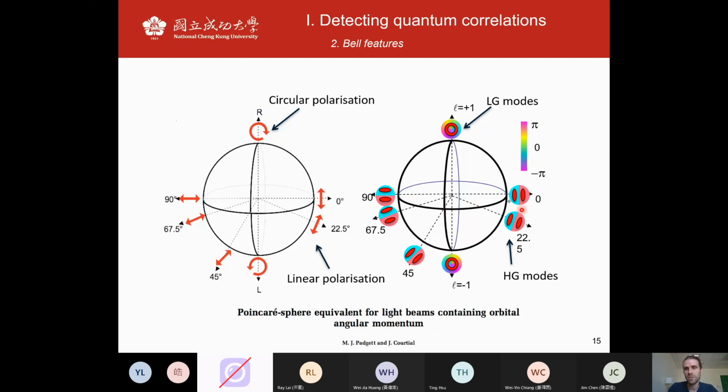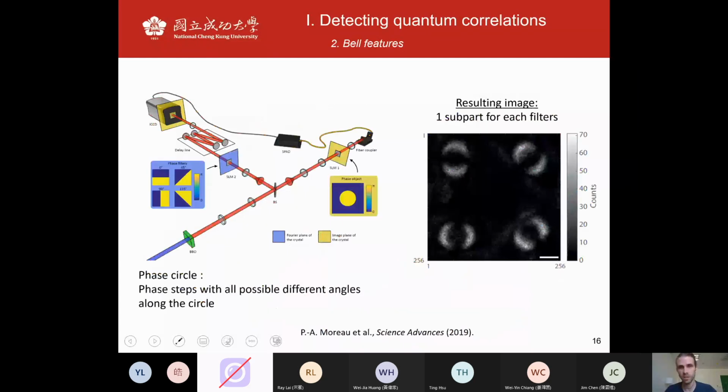You can understand these phase filters in space exactly in the same way as you would use a polarizer on this polarization Bloch sphere with a certain orientation. The orientation in space of your phase step is exactly the orientation of the polarizer that you would have in a conventional polarization-based Bell test of a Bell inequality. So we were basically playing with this OAM space as a Hilbert space.